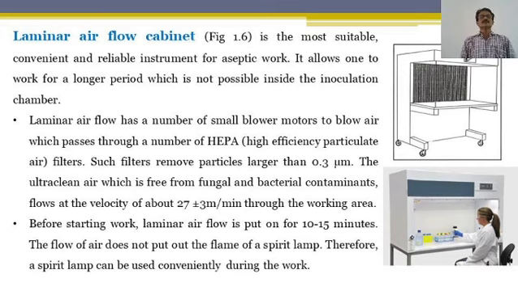So these filters generally remove particles larger than 0.3 micrometer in diameter, meaning all microbes or particles larger than that can be filtered. Okay, and the blowing speed is around 27 plus minus 3 meters per minute. So that is a very high speed for working, and that can easily remove the dust particles along with some microbes which may be present in that particular area.